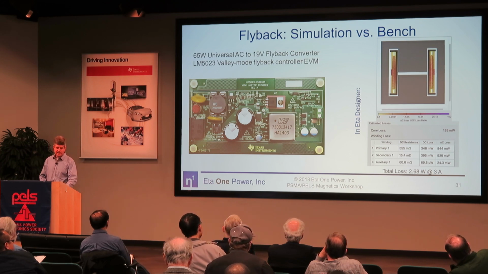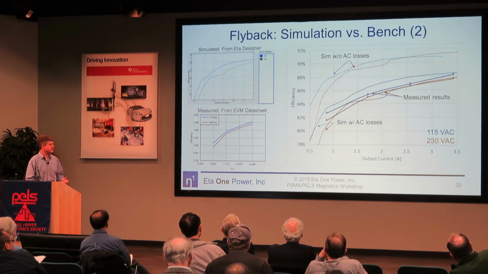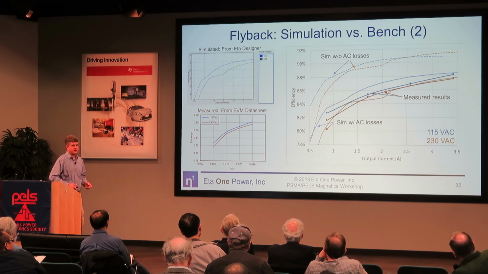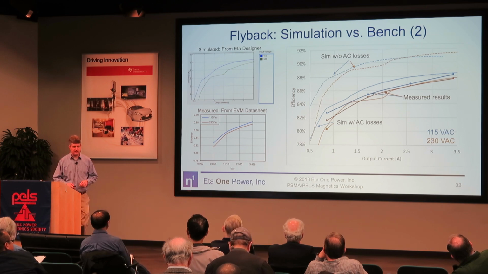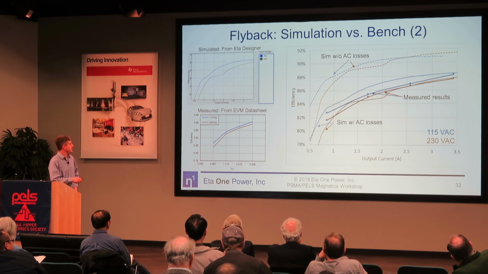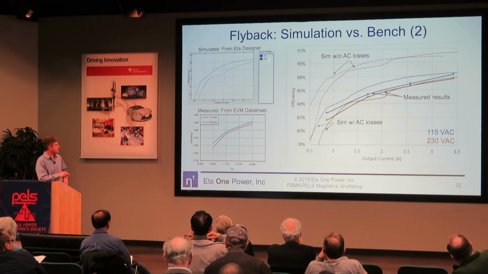So now let's see how does the efficiency prediction from ETA-Designer compare with the measured results? And more importantly, how important is it to consider these AC losses? So I ran the simulation twice, well, 4 times. This is what you get from ETA-Designer. We swept it over both the low line and high line to essentially reflect what we have from the data sheet. The numbers are a little bit different.